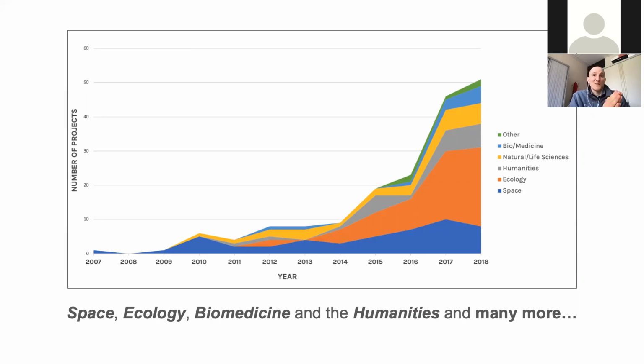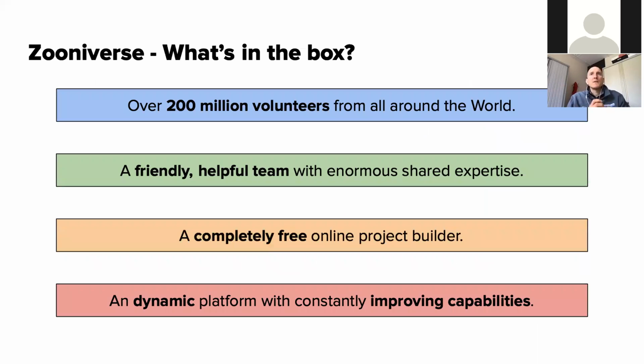But what you can see is, first of all, the increasing popularity of citizen science and the increasing popularity of the Zooniverse platform over that time. But also you can see the wide range of different scientific topics that are being investigated using the platform. So that includes things like space, my favorite one, ecology, biomedicine, humanities, all sorts of things, many, many more. And of course now food as well. So hopefully I want to convince you that Zooniverse is the tool for you. So let me try and do that a little bit more.